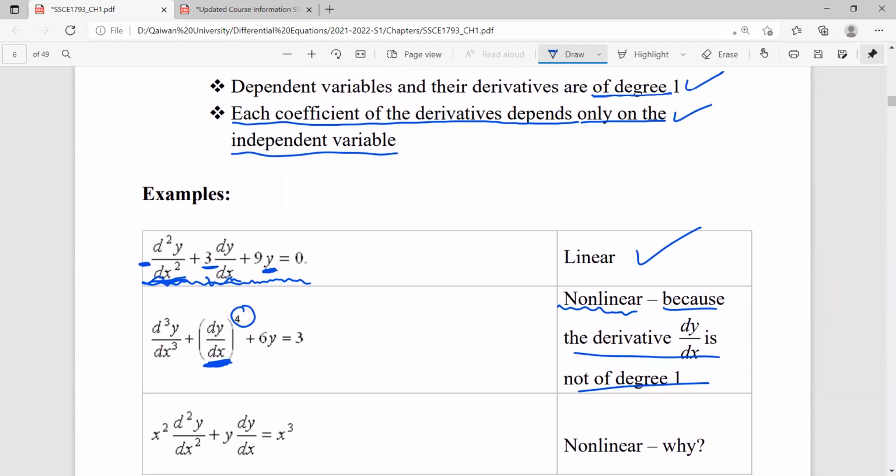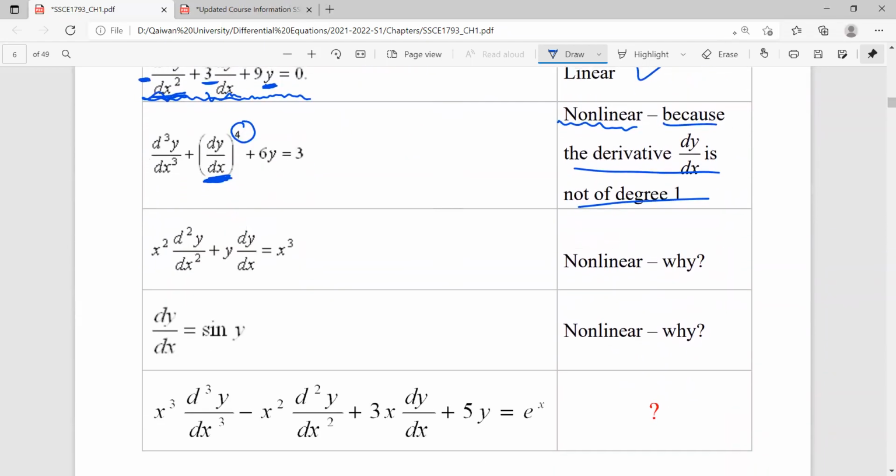Must satisfy both. Yeah. Just for linear, yeah.